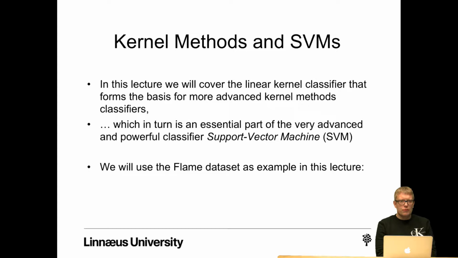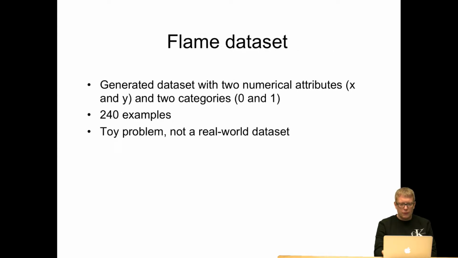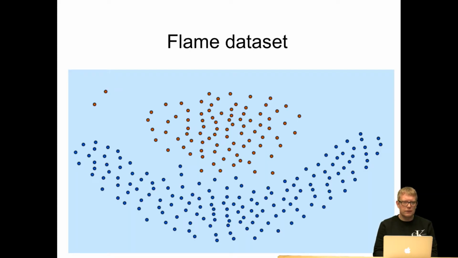In the lecture we will use the flame dataset as an example. The flame dataset is a generated dataset with two numerical attributes x and y and two categories 0 and 1, and contains 240 training examples. It's a toy problem, not a real-world dataset. If we plot the dataset, it looks like this.